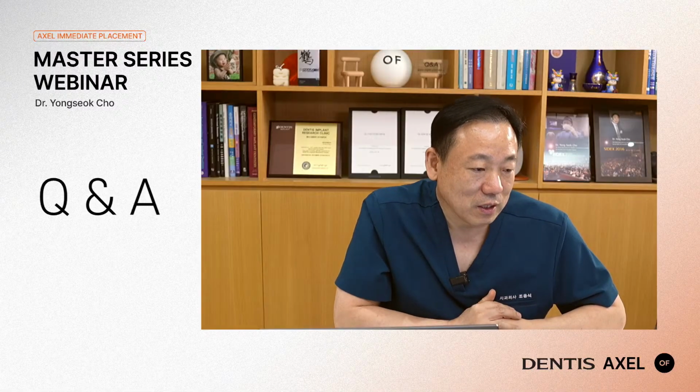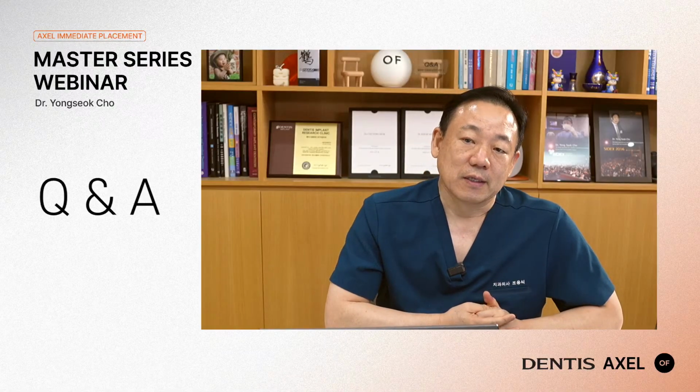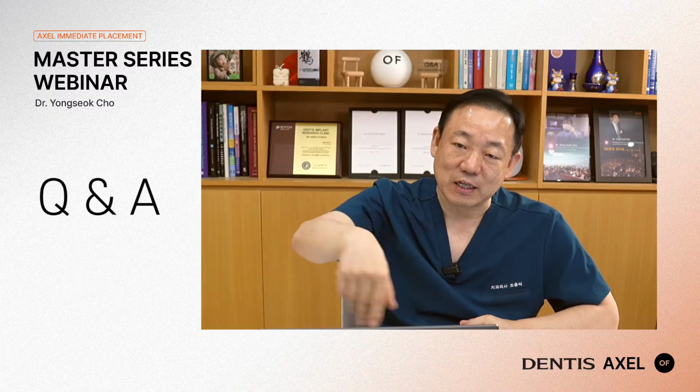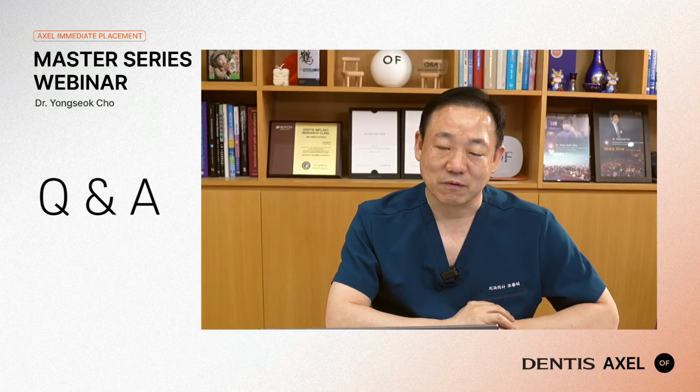Okay, here's another board question. Can an immediate implant be predictably placed in a site with a chronic periapical infection? And what protocol do you follow to minimize failure? I don't worry about infection itself, especially this chronic condition. When we extract the tooth and clean the extraction socket mechanically with a surgical curette, it's enough to control infection.